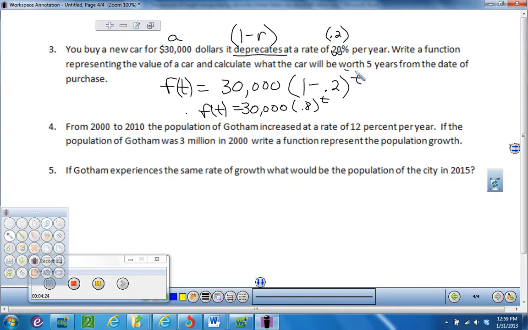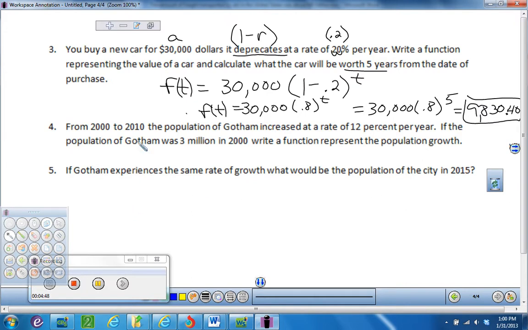But the question asks, what's it worth in 5 years? So we'll plug in 5 for t. Alright, and so after 5 years, our $30,000 car is now worth $9,830.40. So it's not worth nearly as much as it was when we bought it.